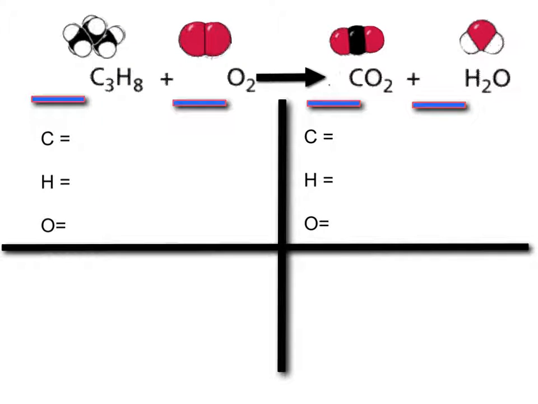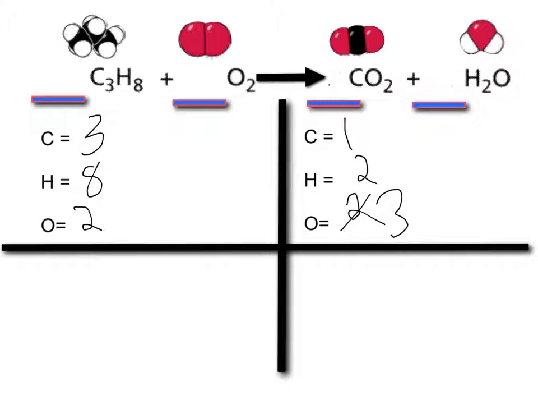Okay, this is the last equation. Now, there is 3 carbon and 8 hydrogen, and also 2 oxygen on the left side of the equation. On the right side, there is 1 carbon, 2 oxygen, actually 3 oxygen, and 2 hydrogen.